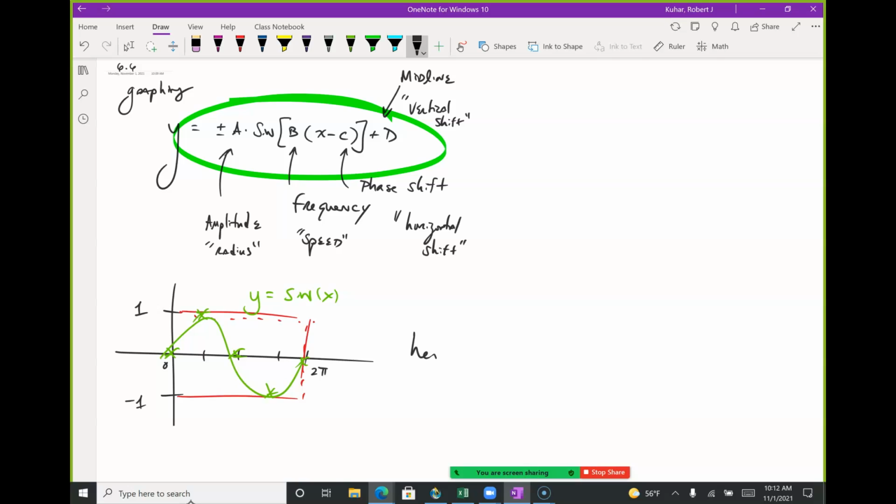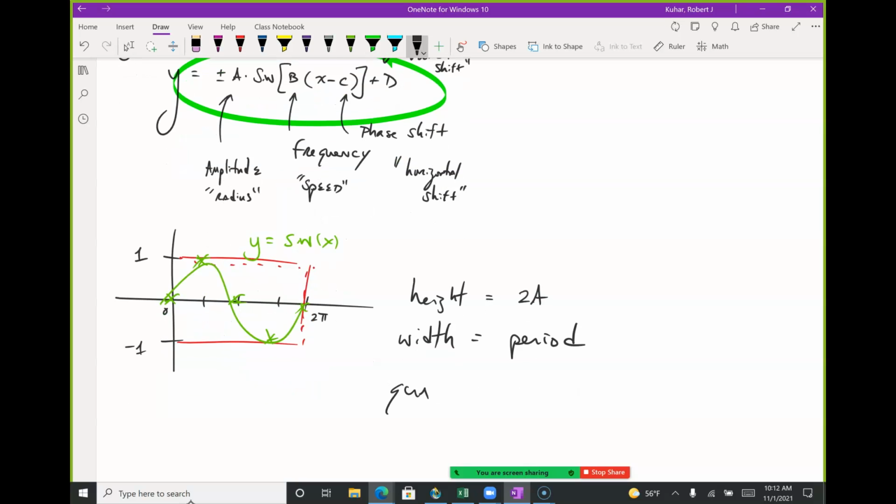So the height of our rectangle is 2a. It's the radius up and the radius down, so we're adding them in absolute value, right? I need double the radius for my box. I need the whole diameter for the box. I know that the width is simply the period, right? And then of course I want to mark my quarter steps as well, right? I want to see those quarter steps marked.